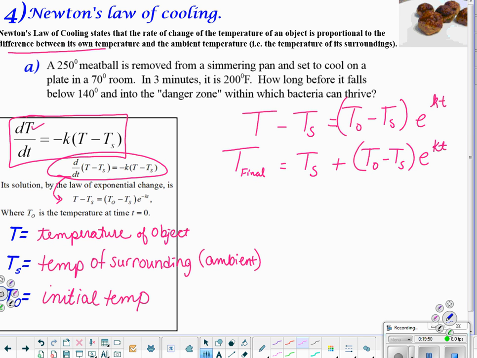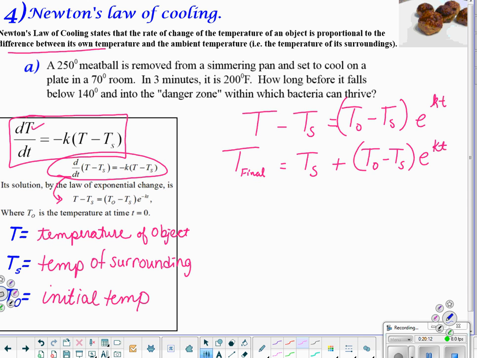In 3 minutes, it is 200 degrees Fahrenheit, so it's gone from 250 down to 200. How long before it falls below the 140-degree range into the danger zone where bacteria can thrive? So let's just note what information we have.